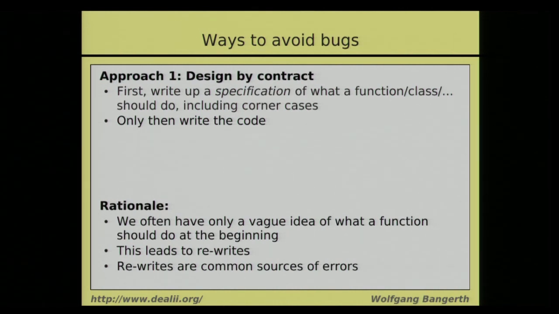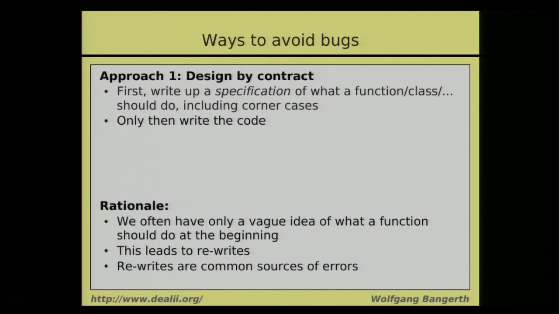The reason why this works is because oftentimes when we start to write code, we actually only have a relatively vague idea of what exactly we want to do. So if you have only a relatively vague idea and you start to program, and then you realize, oh, I didn't cover this corner case here, I really need to think about this, then oftentimes you need to go back and you need to revise the algorithm that you already wrote.